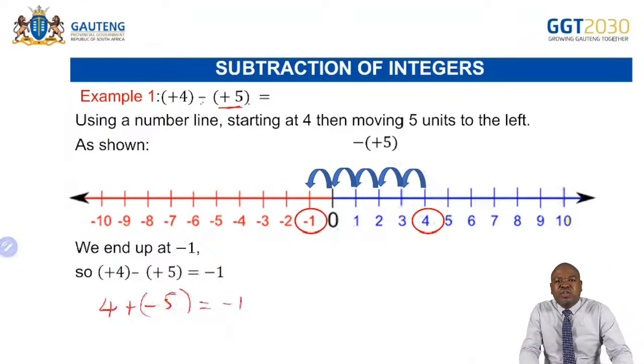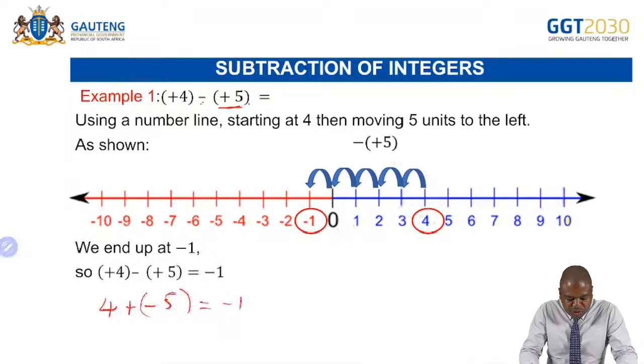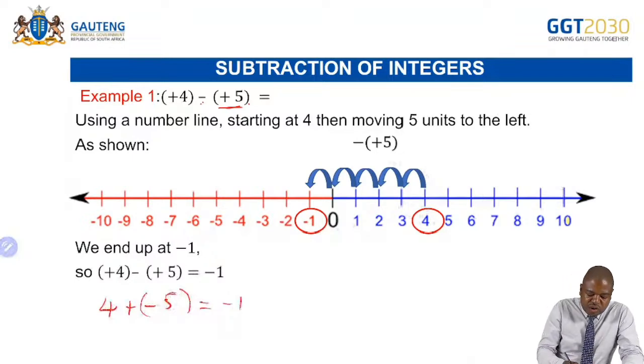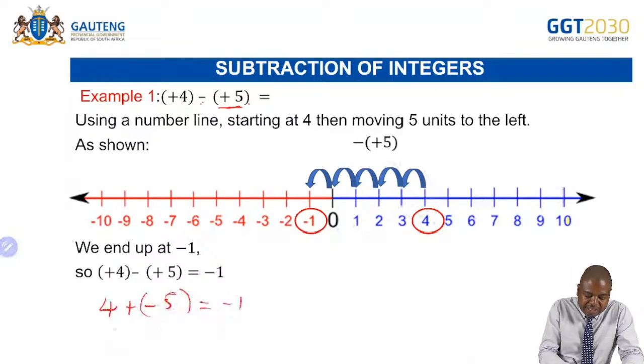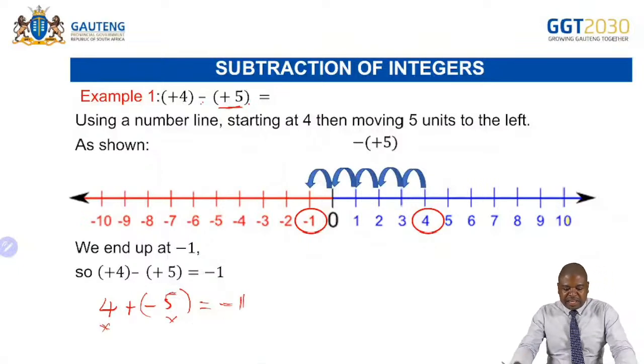Which brings us to our method where we said if you are adding a negative number and a positive number, what do you do? You subtract the numbers, but your answer will have the sign of the bigger number, ignoring the signs. If you check here, which number is bigger, 4 or 5? 5 is bigger, so we take the sign of the bigger number.